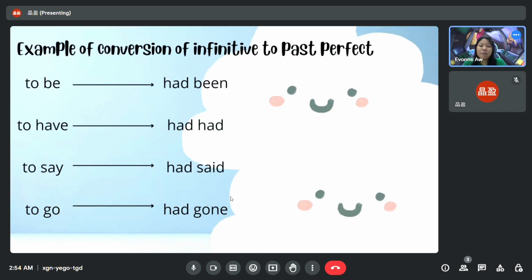These are the examples of conversion of infinitive to past perfect. The infinitive such as to be, when it has to be changed to past perfect, we have to write it as had been. The same concept applies to the infinitive to have, and we will have to write it as had. Also, infinitive to say, in the past perfect form, we will write it as had said. And lastly, for infinitive to go, in the past perfect form, we will write it as had gone.